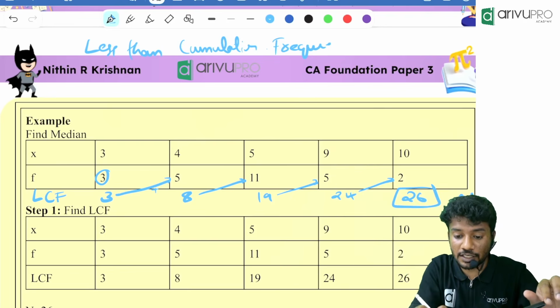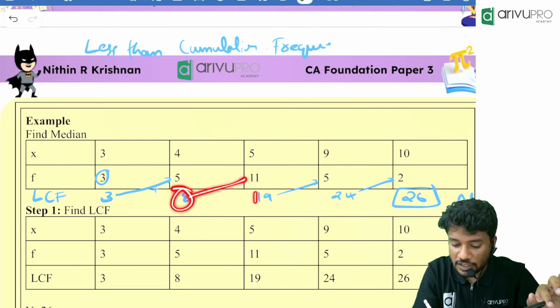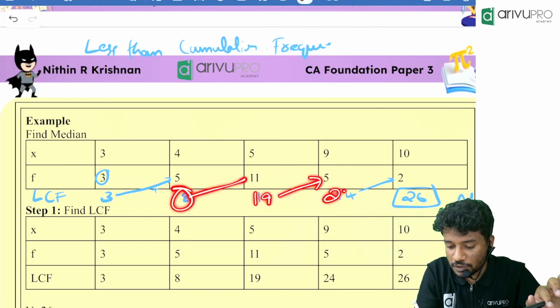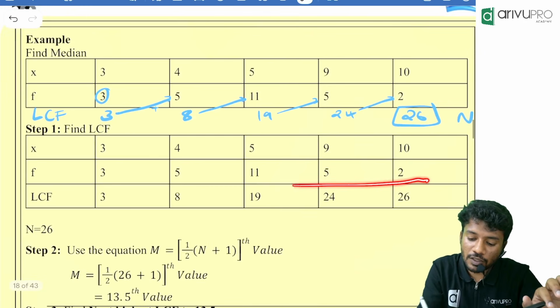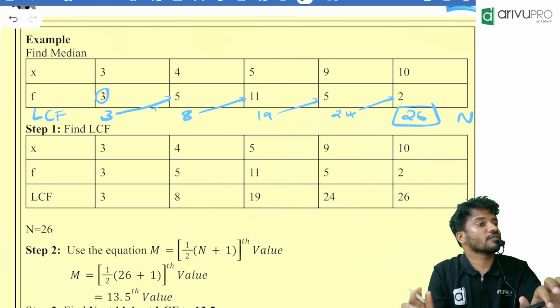That is how much over here? It is 8. 8 plus 11 is how much? 19. 19 plus 5 is how much? 24. 24 plus 2 is how much? 26. That's how you will write the less than cumulative frequency.